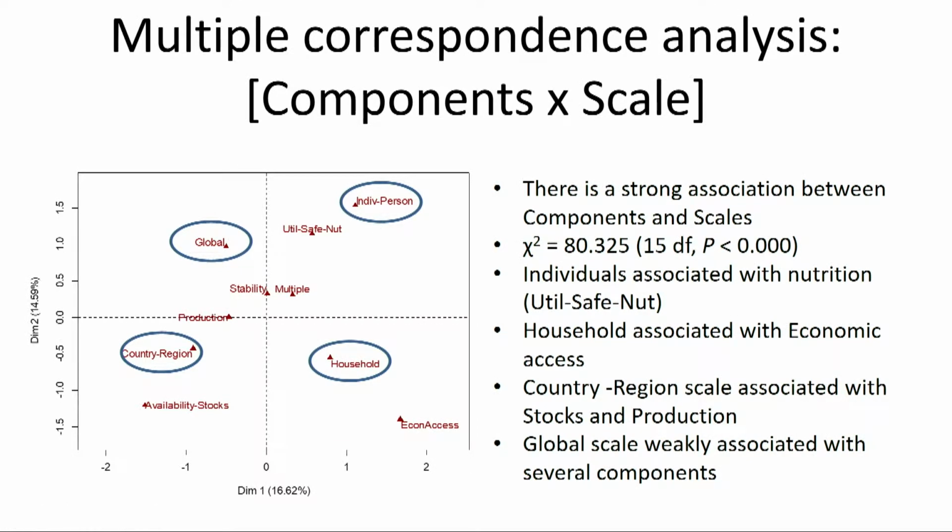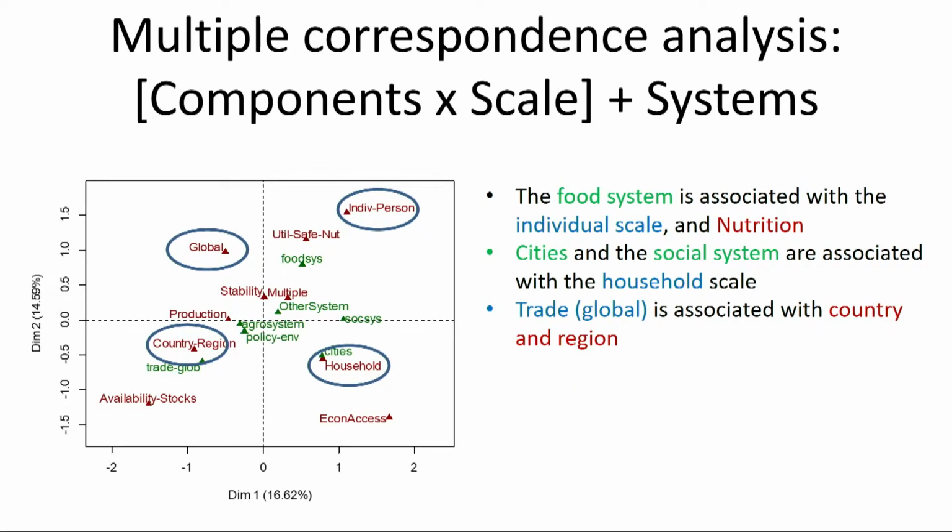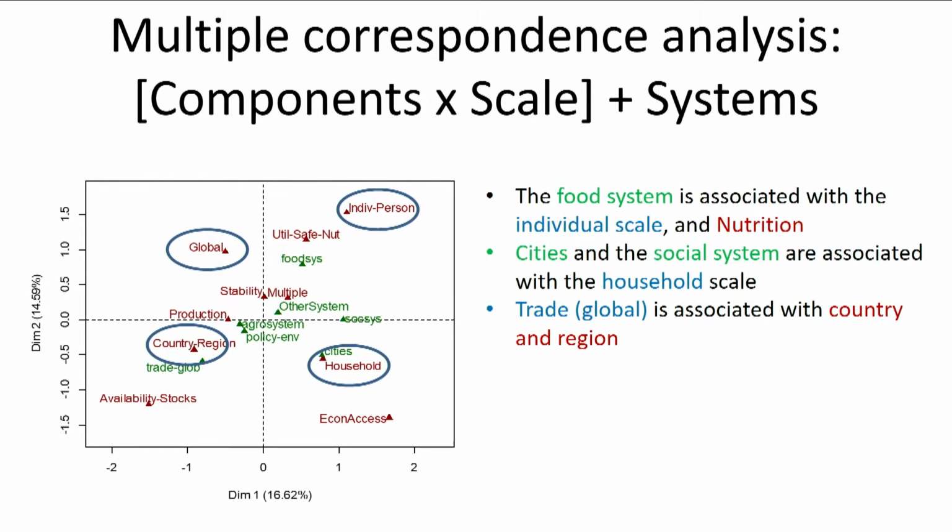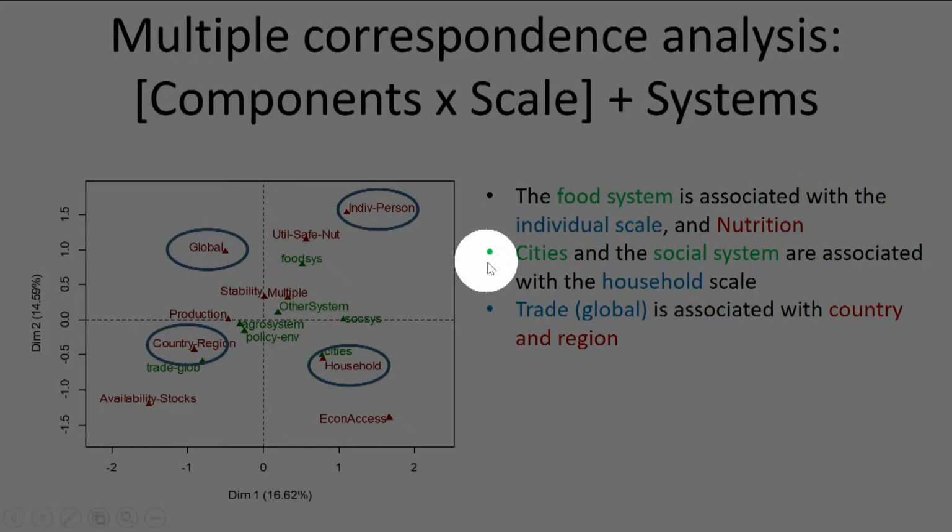So using this matrix, this diagram, this map, if you wish, we are able then to project additional variables to see how they relate to this first contingency table. And this is what it gives in terms of systems. So the systems considered, if you recall, are the food system, the economic system, the policy environment, the agro-systems, and the trade and global. And we have the cities.